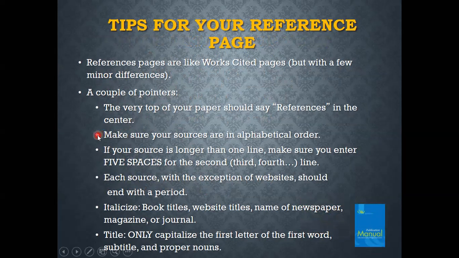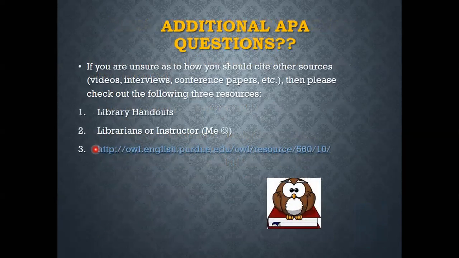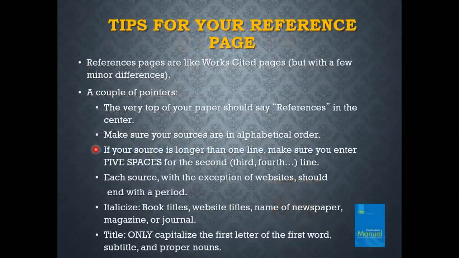Second, make sure that your sources are in alphabetical order based on the author's last name, the organization's name, or the title of the source. Sometimes we can't find the author of a source, so we simply provide the title in our bibliography. If your sources are longer than 1 line of text, make sure that you enter 5 spaces or click tab for the second, third, fourth line. So remember, after that first line, we have to enter 5 spaces or enter tab to distinguish that this is a continuation of the source.